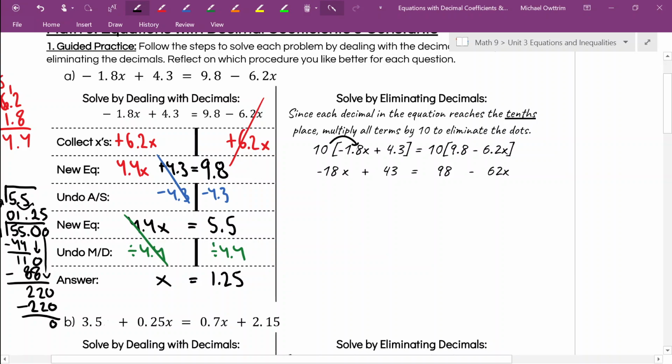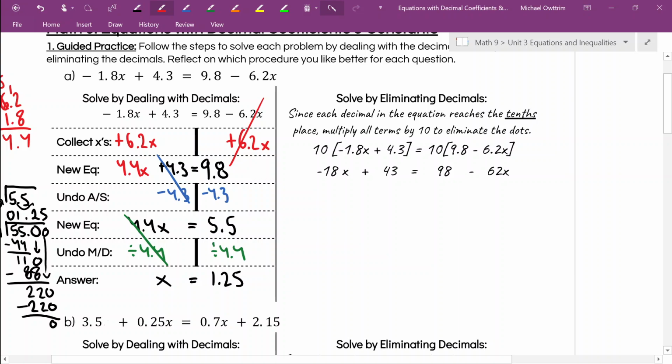So 10 times negative 1.8 is negative 18. 10 times positive 4.3 is positive 43. And of course, 10 times 9.8 is 98, and 10 times minus 6.2x is negative 62x. So once we've done that expansion, we can go ahead and just work with all our whole numbers in this new equivalent equation. So again, I'm going to start by collecting my x's.